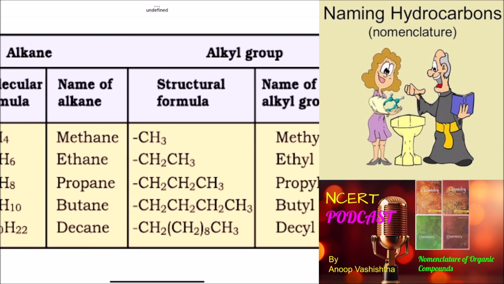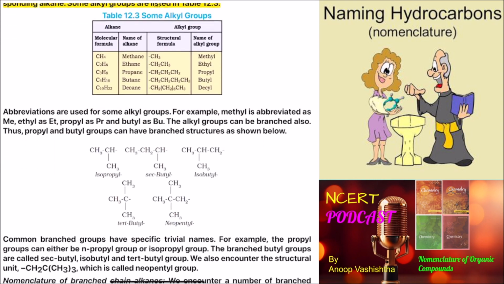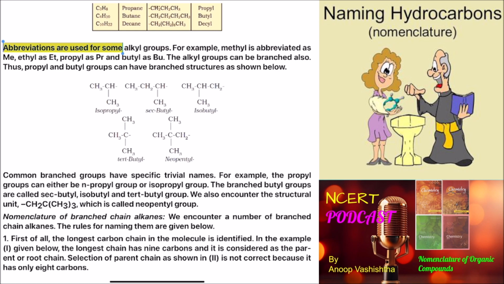CH4 methane, CH3 methyl, C2H6 ethane, CH2CH3 ethyl, C3H8 propane, CH2CH2CH3 propyl, C4H10 butane, CH2CH2CH2CH3 butyl, C10H22 decane, CH2(CH2)8CH3 decyl. Abbreviations are used for some alkyl groups. For example, methyl is abbreviated as Me, ethyl as Et, propyl as Pr, and butyl as Bu.